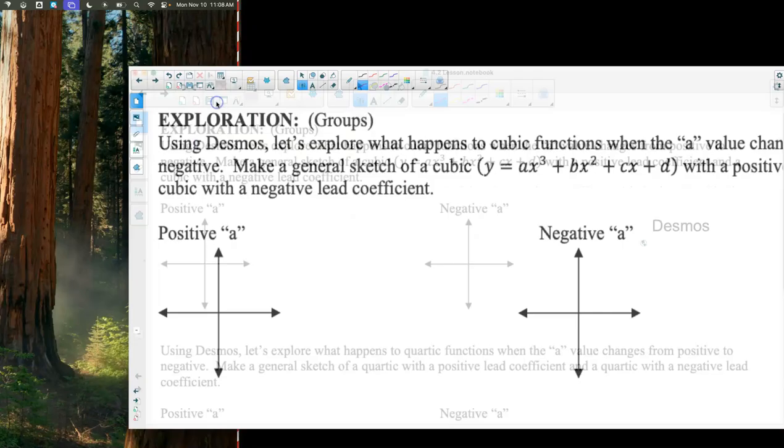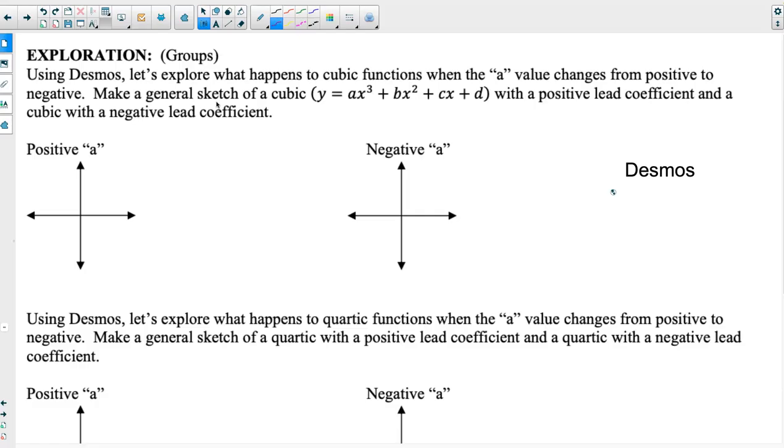Get back to our smart notes. And so instead of degree 3, I want you to think degree 3, degree 5, degree 7, and so on and so forth. It's always going to be the same. We'll fill this in our chart later. But if I have a positive A, it looks like this.